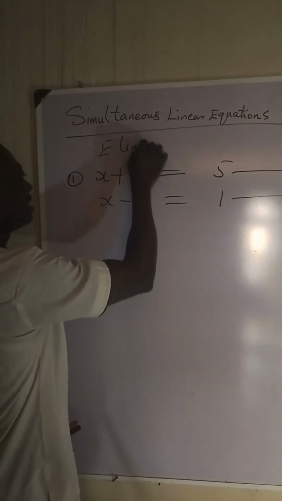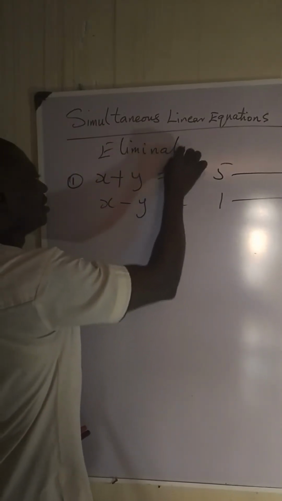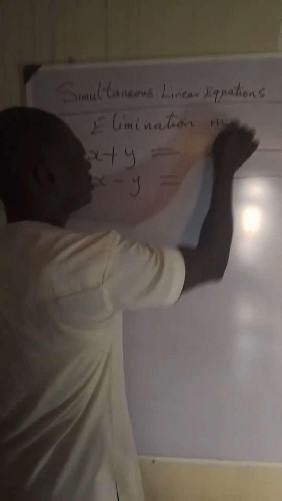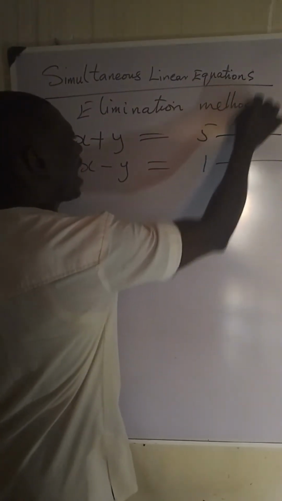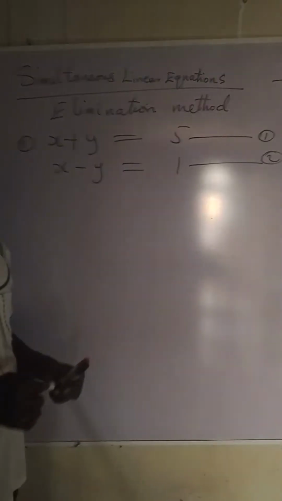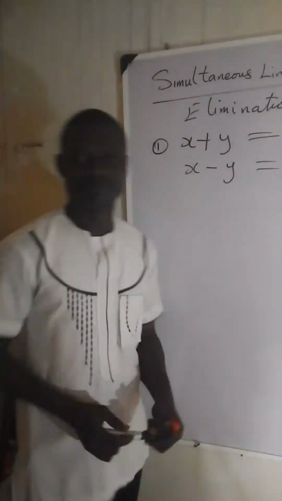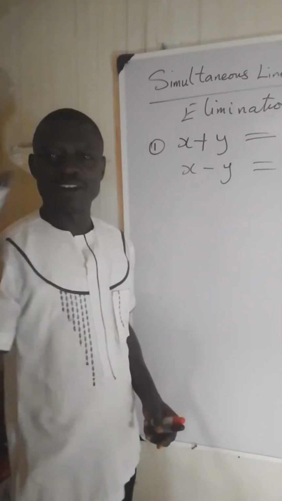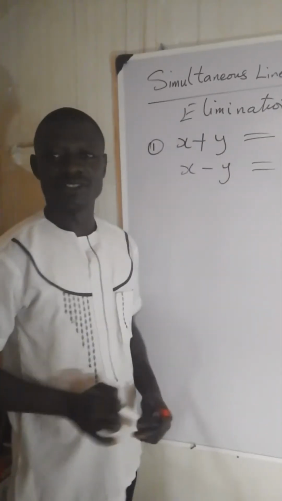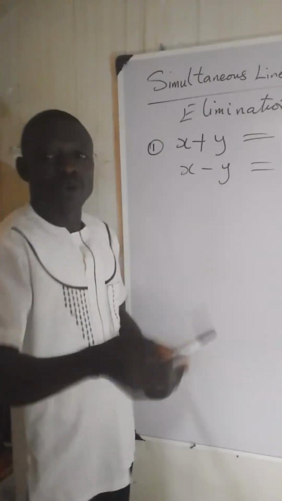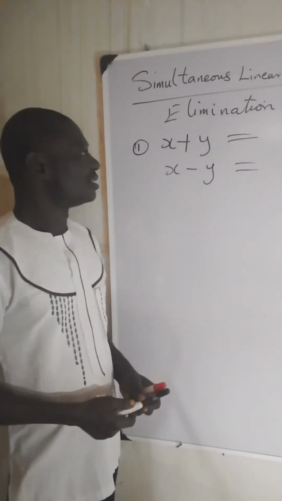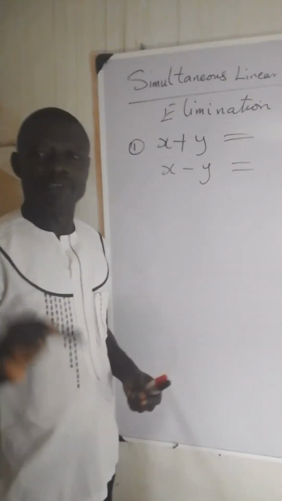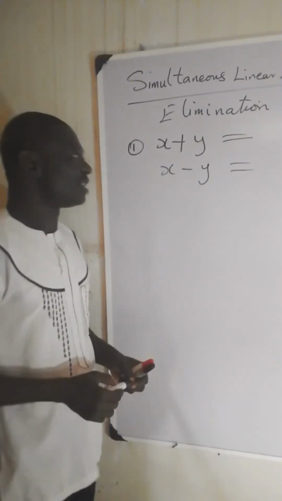What do we mean by this elimination method? In elimination method, we try to remove one of the unknowns. We may remove x first or remove y to solve the other. We solve them one after the other. That's the meaning of elimination. Let us go on to eliminate it.